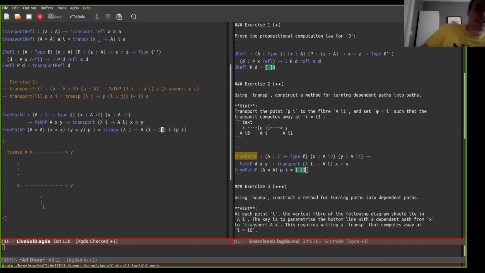Okay, so let's look at it again. If I is 0, then this will be transp over I0. So this will be just the normal transport. P of I will be X. So this will be transporting X along this family, but this is 0. So this will just be J. So this will actually be this element. If I is 1, then transp I1 will just be whatever this is. So this will be P of 1. So this will be Y. Yeah. And that's why this works.